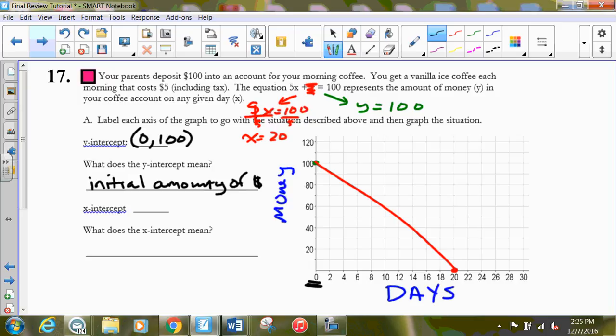And then the x-intercept, we see that that's 20. I'm going to go ahead and write it as 20, 0, because that's its name as a coordinate point. And what does that mean? On the 20th day, oh my goodness, look what it matches up with. $0. So we could say on the 20th day you ran out of money, you had 0 in your account. Either way, on the 20th day, it's bad, sad news. No more coffee.